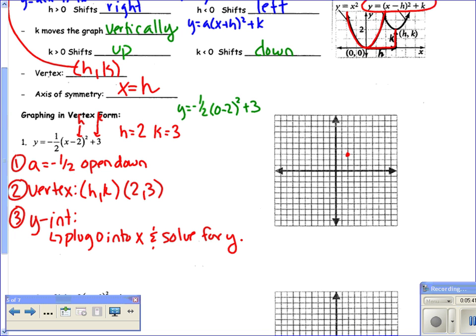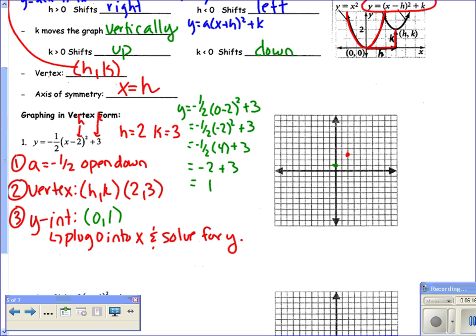So then 0 minus 2 is negative 2, so I get negative 1/2 and then negative 2 squared plus 3. Negative 2 squared is 4, so now I have negative 1/2 times positive 4, because that negative is being squared, plus 3. 4 times negative 1/2 gives me negative 2 plus 3, so then we get a y value of 1. So my y-intercept is at 0, 1. So then I can plot that 0, 1. And it makes sense that it's lower than my vertex, remember, because our parabola is going to be opening downwards.